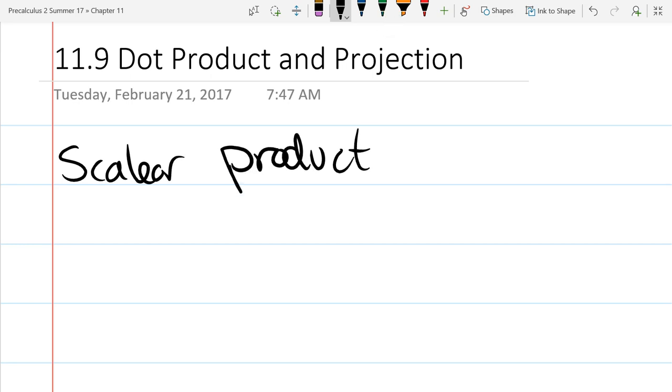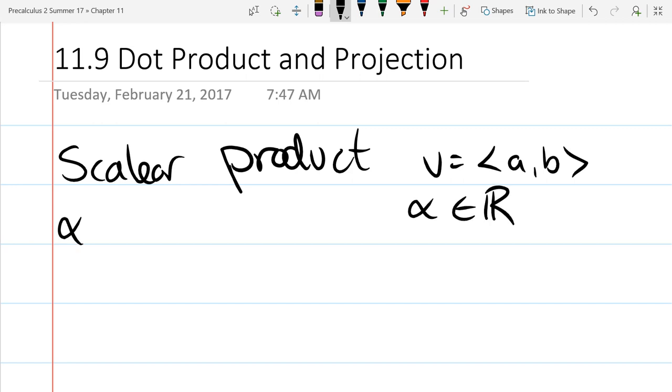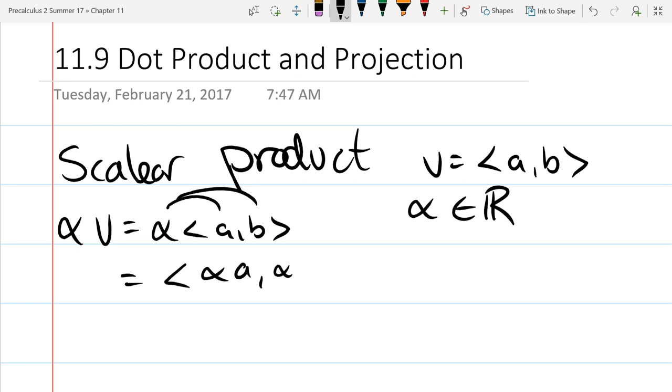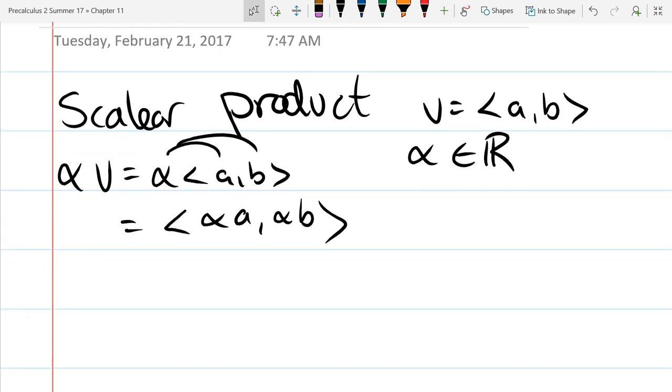We took a vector, so we had some vector, just say it's in two dimensions, and a real number scalar. So we looked at the A times V, or alpha times V, and this works just like distribution. So that was last section, scalar product.